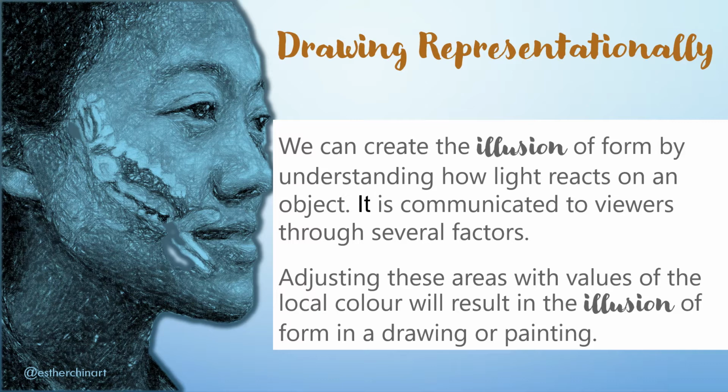Drawing representationally, we can create the illusion of form by understanding how light reacts on an object. It is communicated to viewers through several factors. So, adjusting these areas with values of the local color will result in the illusion of form in a drawing or painting. So you can add white for tints, so lighter areas, and you can add black for shades for darker areas.